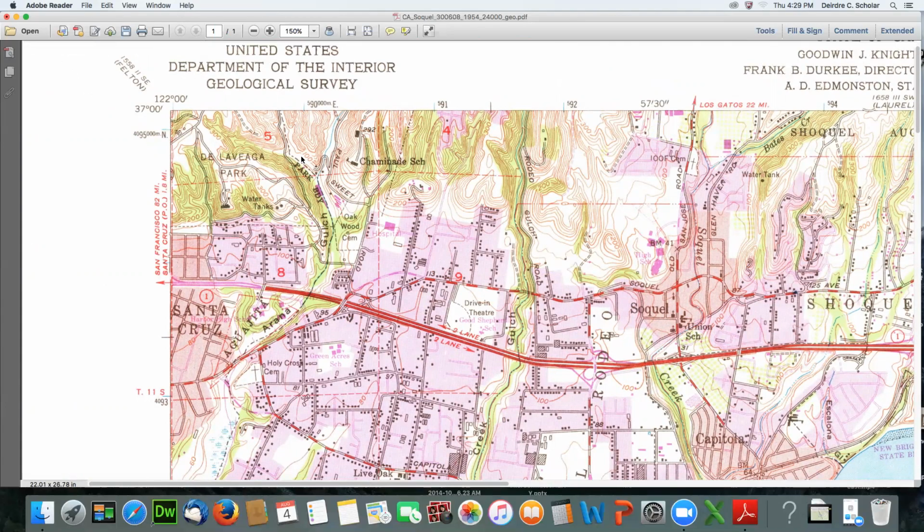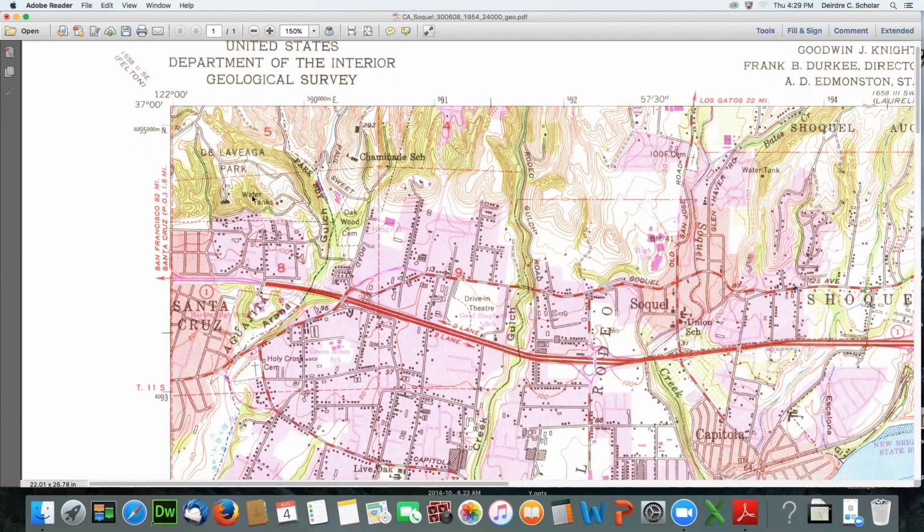The final description is the section number. The section numbers, again, are going to be in red. And we can see the dashed boundary line for section 5. We don't actually see all of section 5 in this map view, but Chaminade School is indeed in section 5.